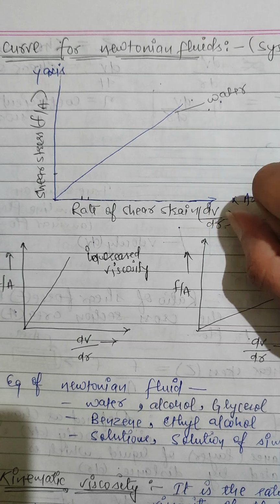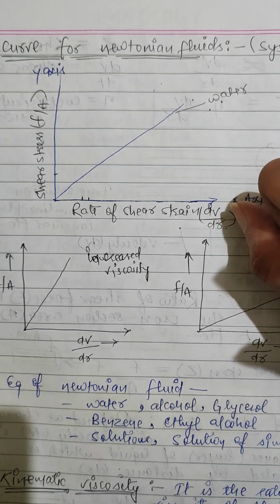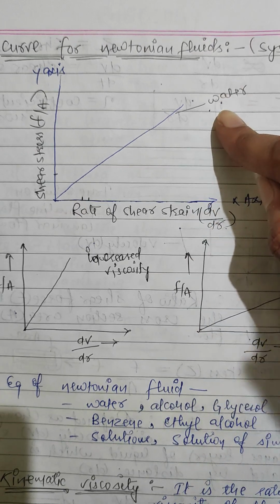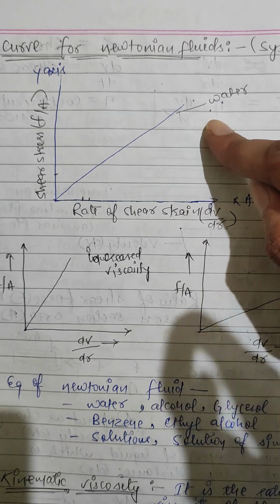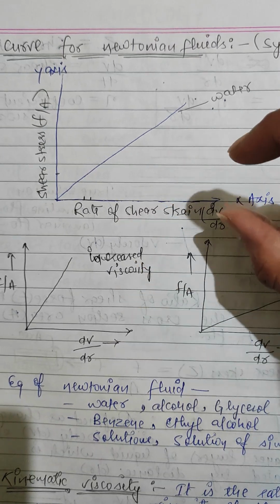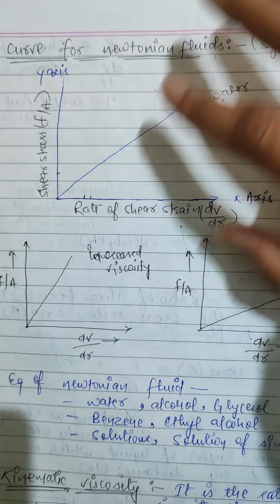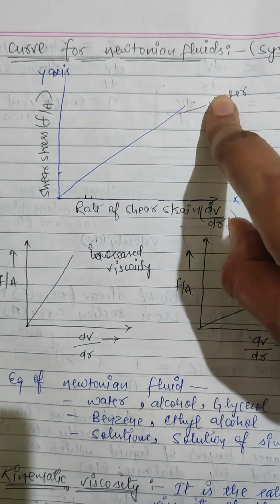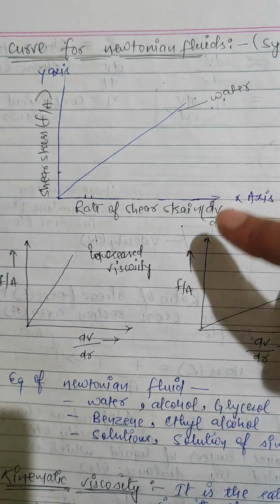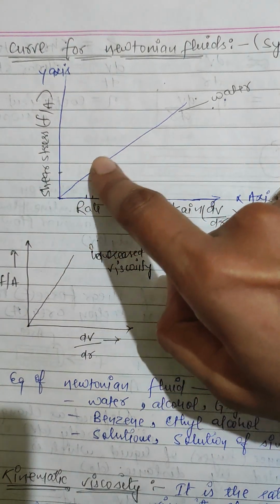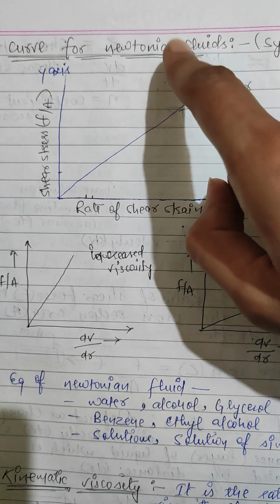Suppose there is water. If we apply a particular amount of force on this water to flow, it will follow Newton's law. It will flow easily when we apply a particular amount of shear stress on it. So that's why this graph will become a straight line between shear stress and shear strain. But if you talk about non-Newtonian fluids, they will not follow a straight line.